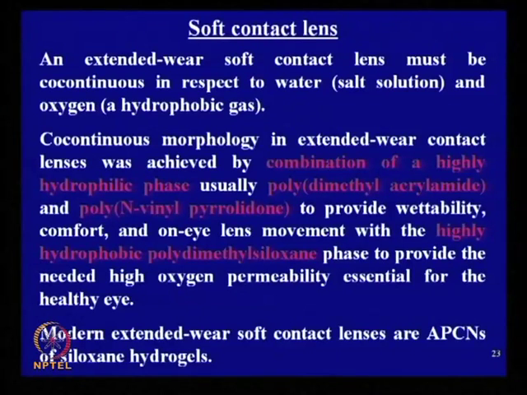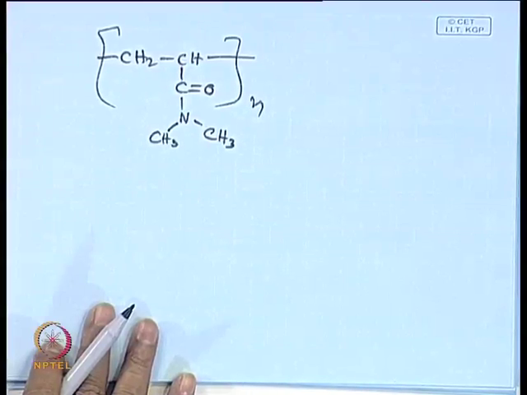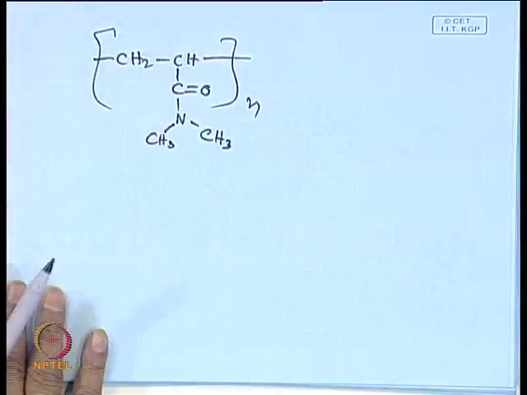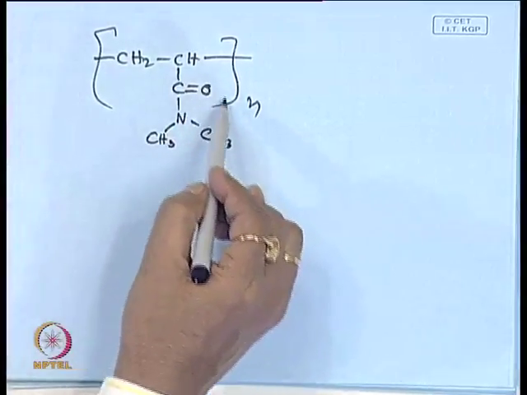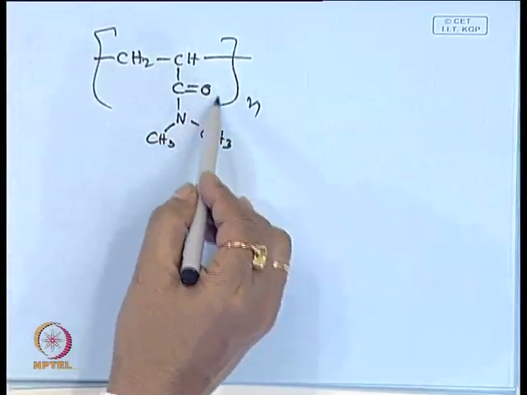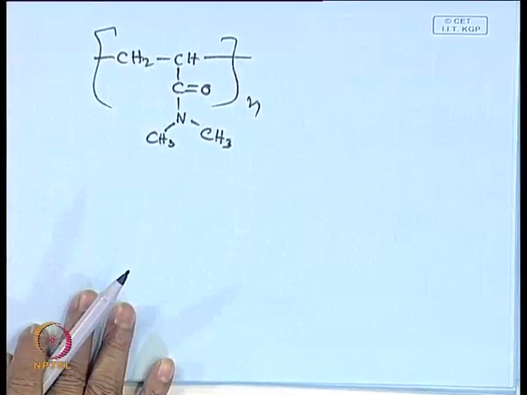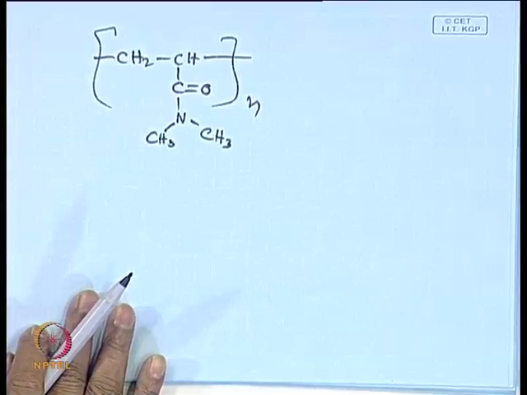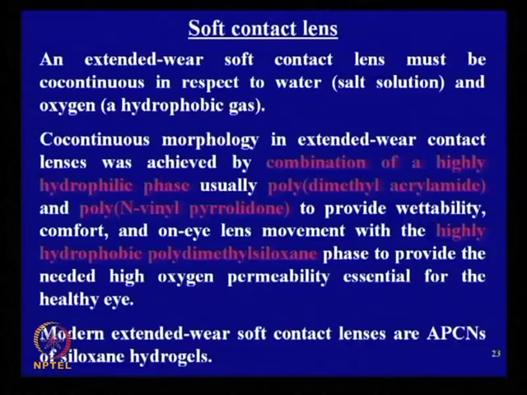to provide wettability. It must be wettable, otherwise it cannot be used for extended wear. It will give comfort by virtue of the flexibility of this chain. It will show the hydrophilic characteristics by virtue of this CO and N polar nature, and on eye lens movement with the highly hydrophobic polydimethyl siloxane.